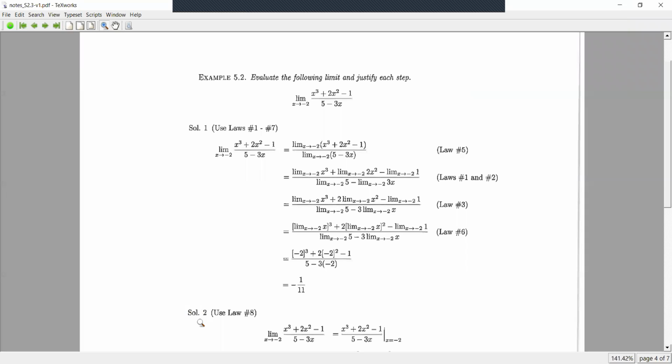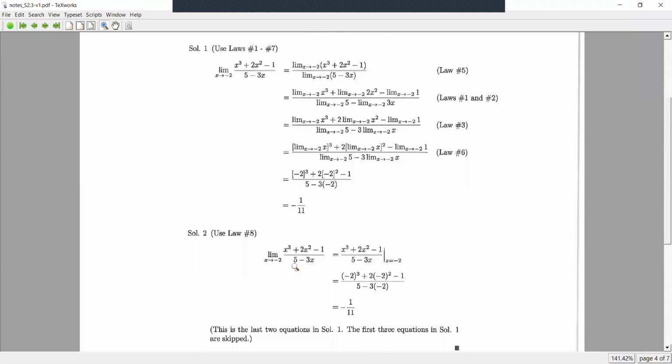Now, solution 2. In this solution, I use direct substitution to find the limit. By direct substitution, to find this limit, I just need to plug in -2 for x. The notation is this notation. This notation means evaluate the function at -2 or plug in -2 for x. So this limit is this number. This number is -1/11.